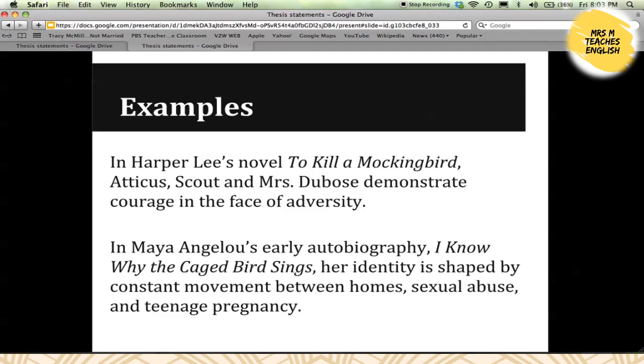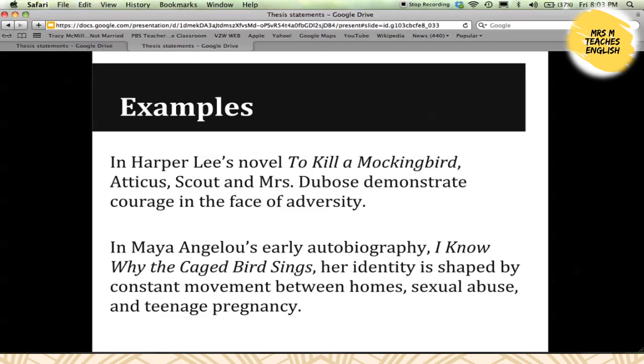So my reader knows that my first body paragraph is going to be all about Atticus and how Atticus demonstrated courage in the face of adversity. My second body paragraph will be all about Scout and how she demonstrates courage. And my third body paragraph will be all about Miss Dubose's courage. So you have a sense for how you can wrap all of those elements in a really clear, clean statement.